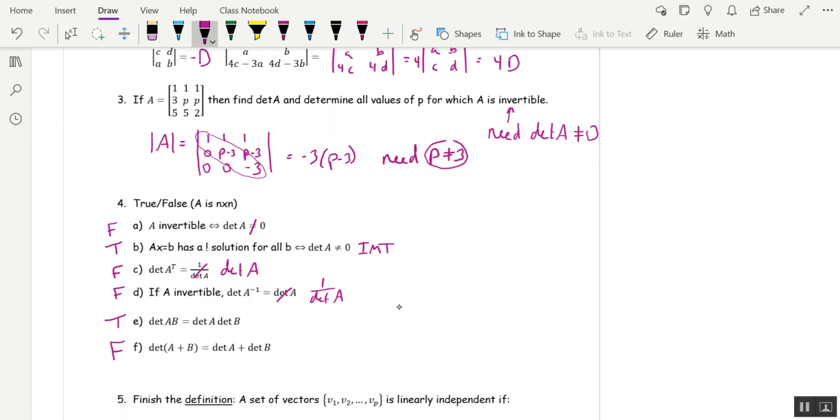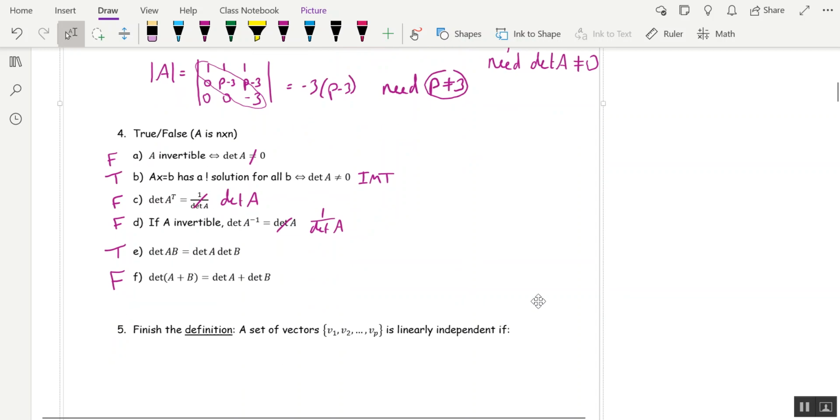You can come up with two matrices A and B, easy examples where this is not a true statement. So you should think about, can you do that? Pick 2 by 2 matrices with a lot of zeros.